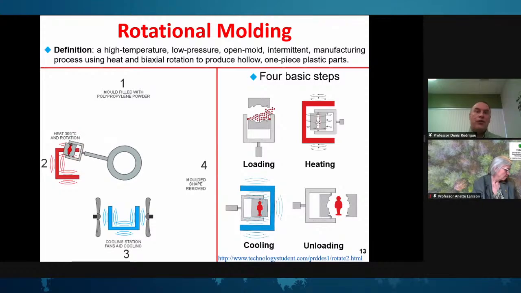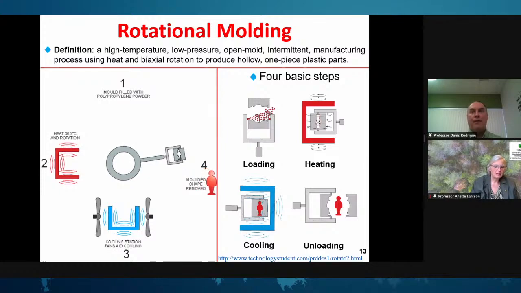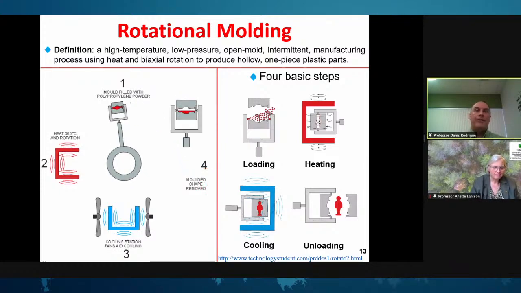So you need high enough viscosity to have the material stick to the walls and stay there, but you also need low viscosity because you want all the interparticle voids to be moved out before you have a part that will be demolded. So you have to remove all these voids.